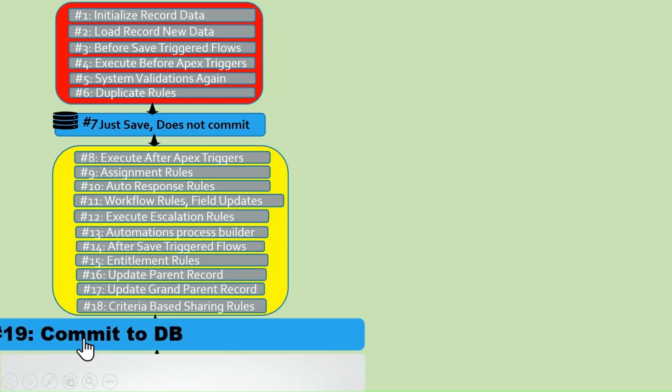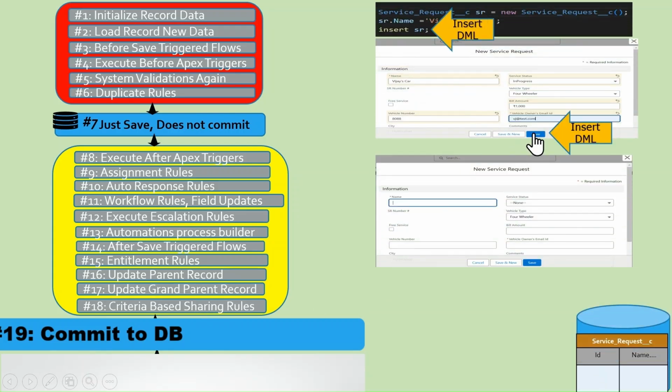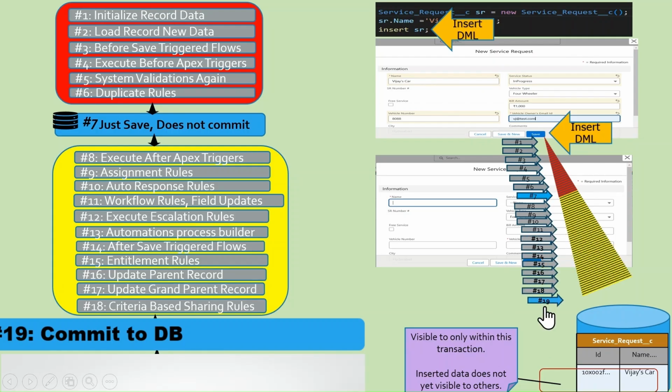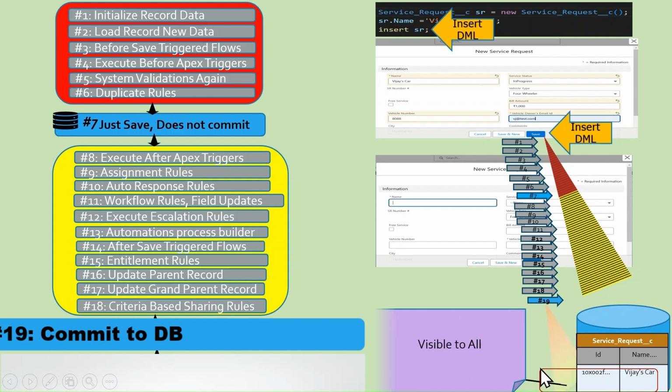Let us take an example of our service request insert DML. On click of save or on execution of the insert SR statement, the order of execution starts. Here it saved the data into the DB, but it is not yet committed. Then the yellow color category steps have been executed. Till this point of time, this data is just saved and it is not visible to others. At step number 19, this data gets committed and it will be visible to other users also.